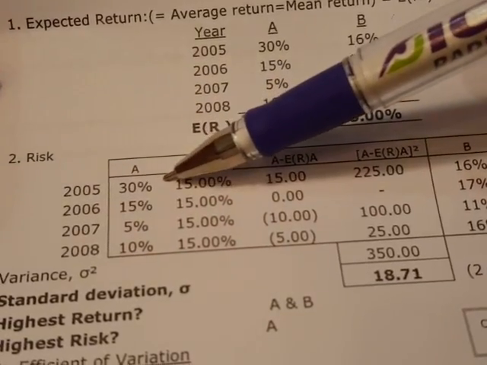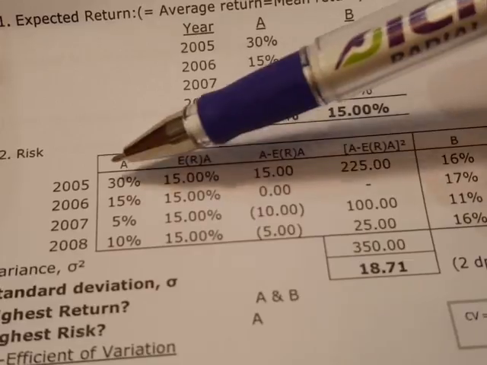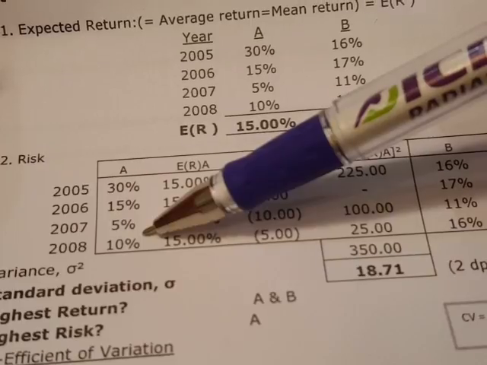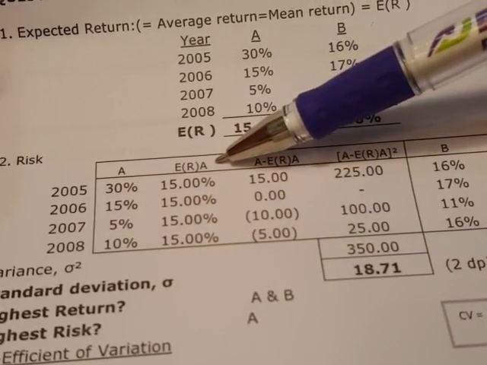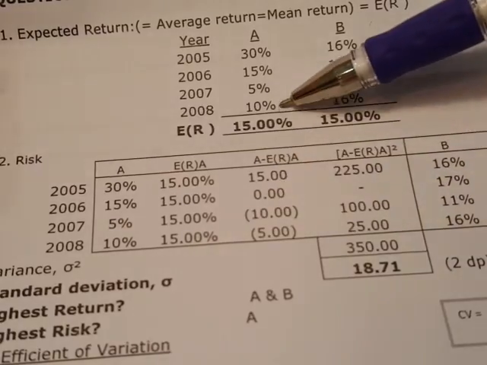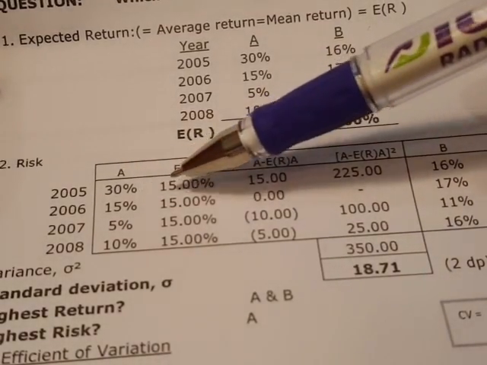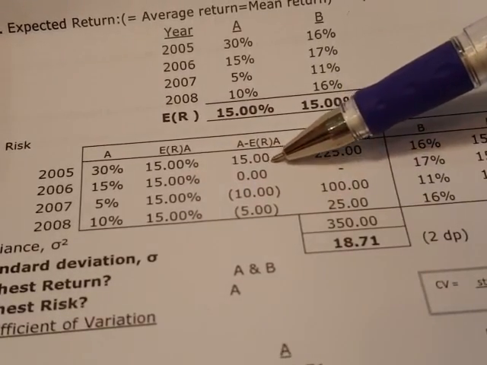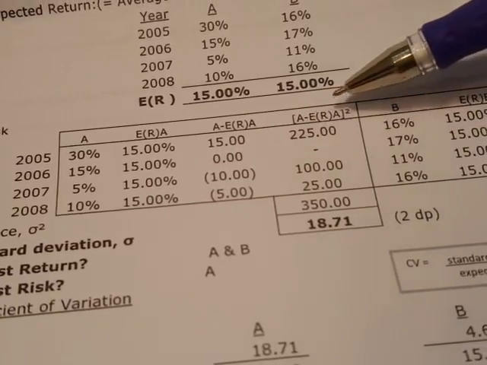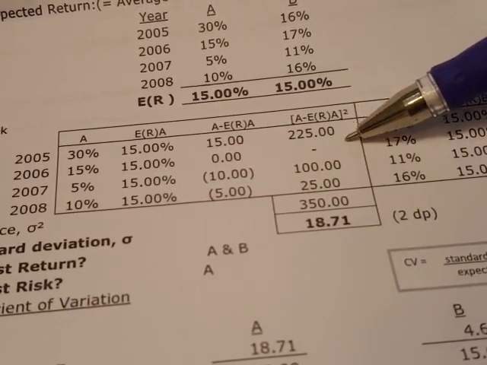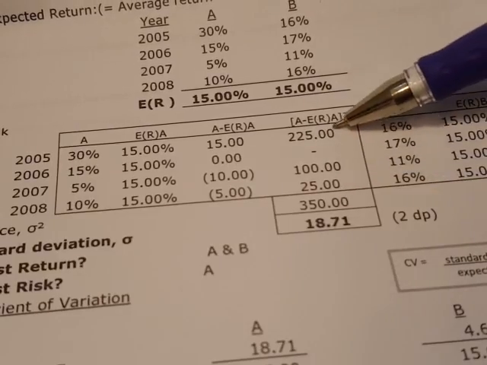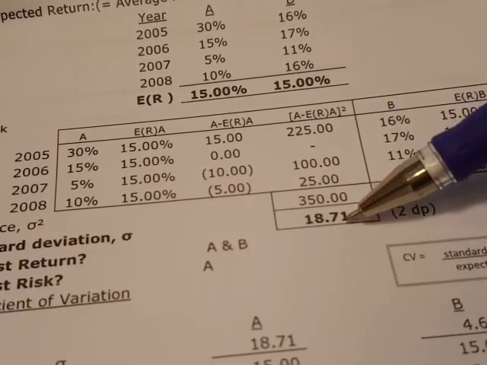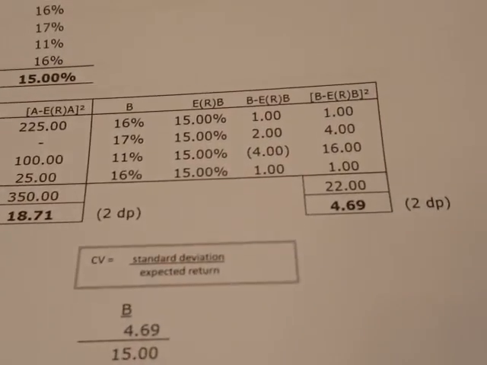You can actually list down the years, the return for A, the average return that you have calculated, then take R minus R bar. This is the R minus R bar. Square this figure to the power of 2, you get this. Add all this together, this is your variance. Square root your variance, you get standard deviation. Same thing you do for B.